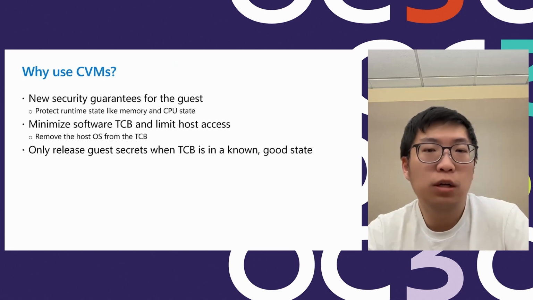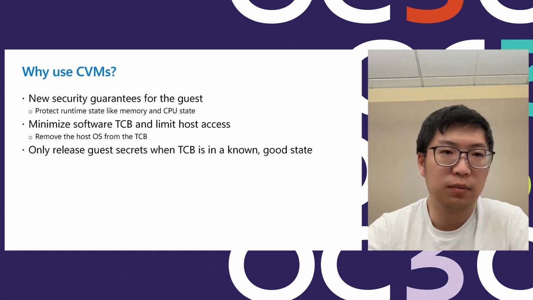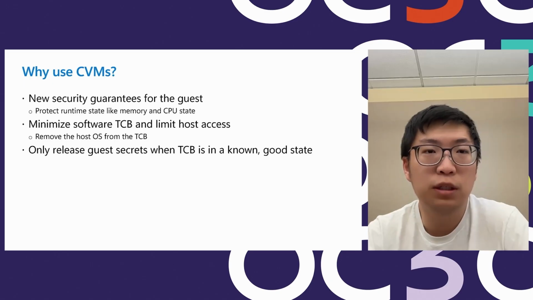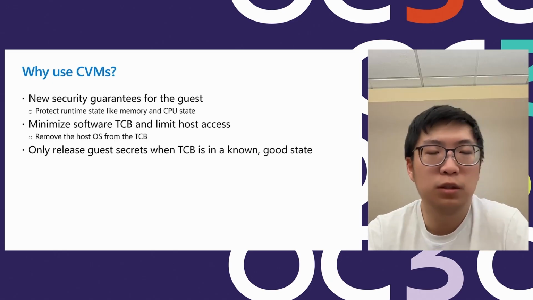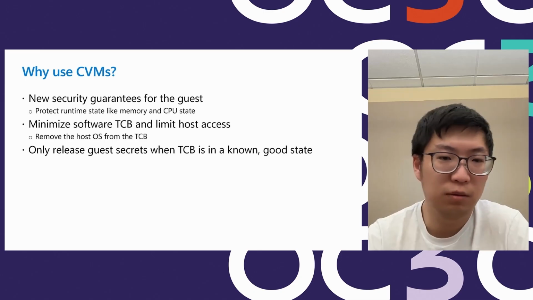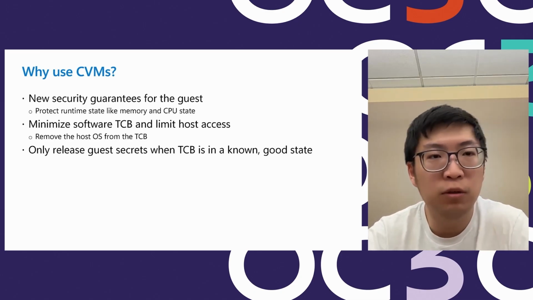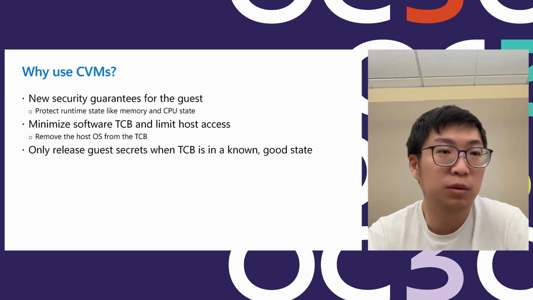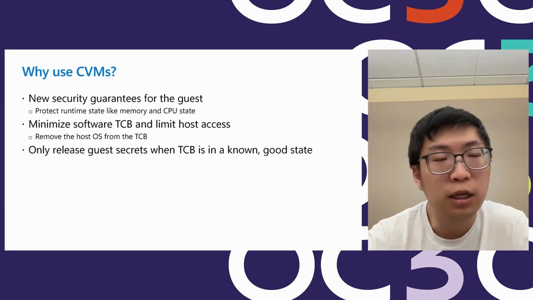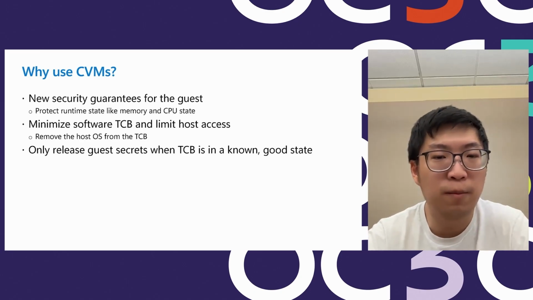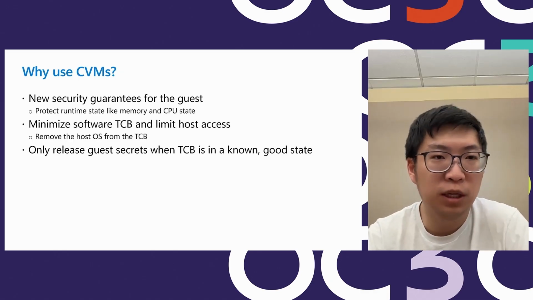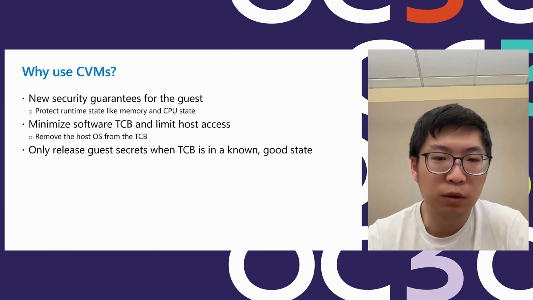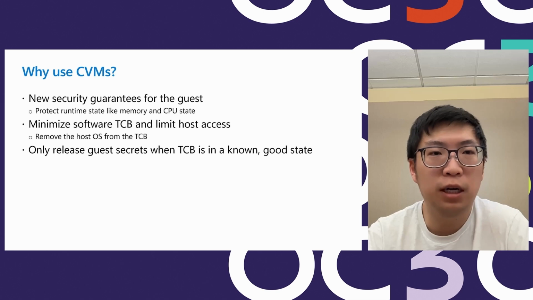So why would we want to use a CVM? Mainly to get these new security guarantees for the guest. We want to protect as much state as we can of the guest and the guest workload from introspection or tampering from the host, and previously we were unable to do that. In the next few slides, I'll show what a traditional VM looks like and what a confidential VM looks like, and what different components are getting protected.